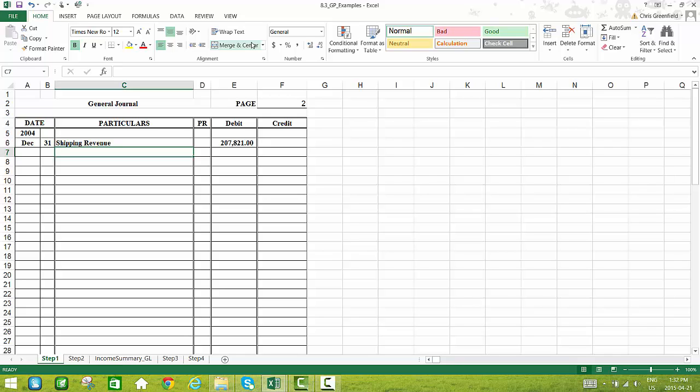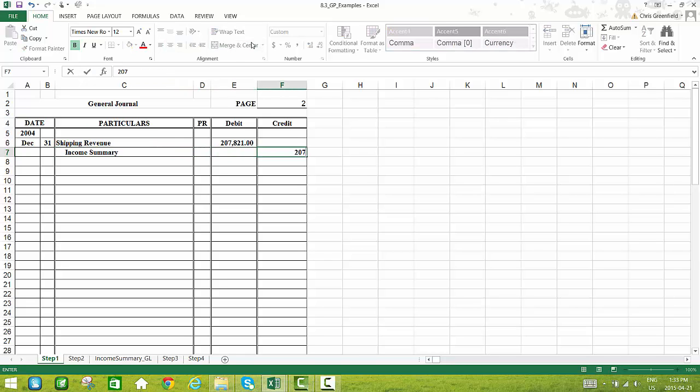Then our credit is going to be this new account that we haven't used before. It's called an income summary account. We literally open it up just for this purpose, and then we close it right back down again. Since we are debiting our revenue account, this is going to be a credit to the income summary account for the same amount. And the explanation for this is just to close the 2004 revenue accounts.